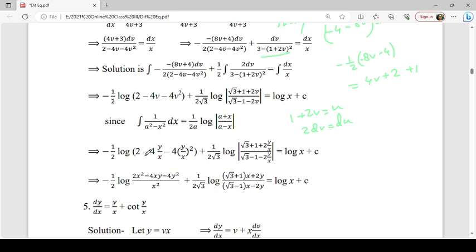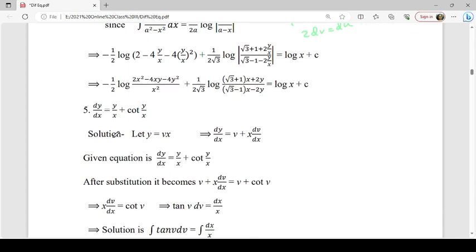So now we are to again make this v as y by x. So it is 2 minus 4 into y by x minus 4, this v square is y by x whole square, and this is the result, this is the solution in terms of x and y. In this problem you see number 5, dy dx, it is not fxy by gxy, but it is of this form, so that if we write y is equal to vx, then this becomes function of v alone.